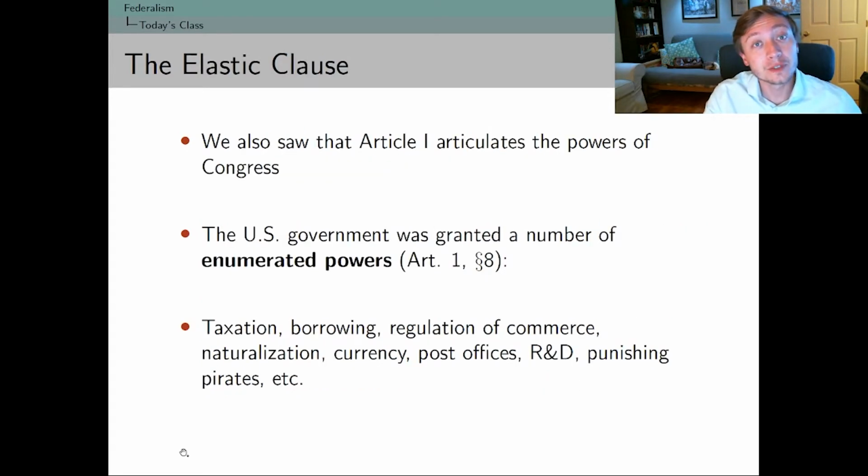That's a really important piece of the U.S. Constitution that deals with federalism by establishing, again, the supremacy of the federal government.